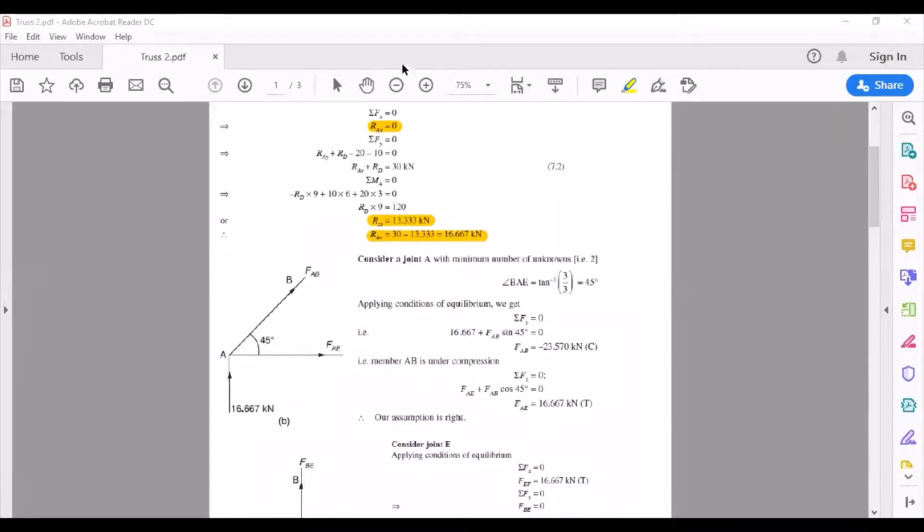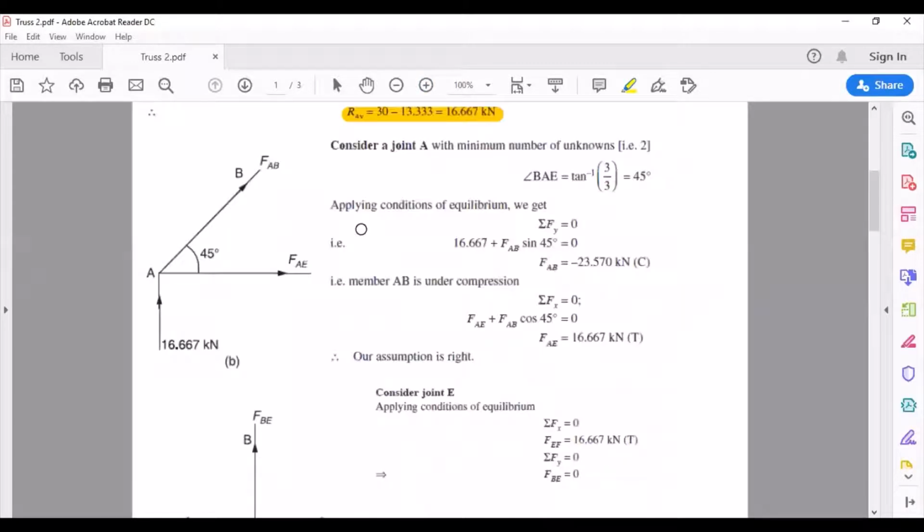Now keep one thing in mind, that these two directions are nothing but assumptions. In case I get both these values, FAB and FAE, as positive, it means that both these directions are correct. Otherwise, I have to reverse it. Okay, so we have calculated the angle, that is 45 degrees. Next, apply equations of equilibrium. So first one, sigma Fy. Total how many forces are there?